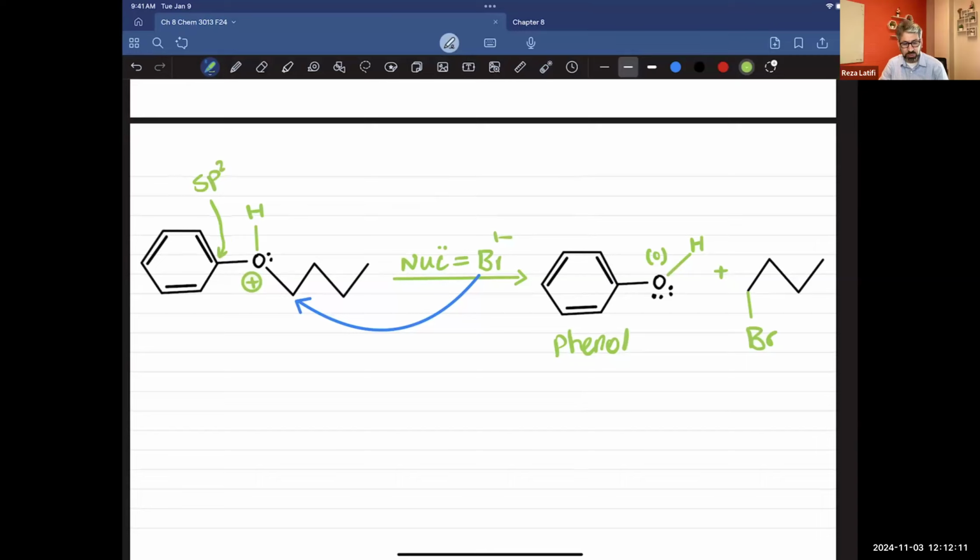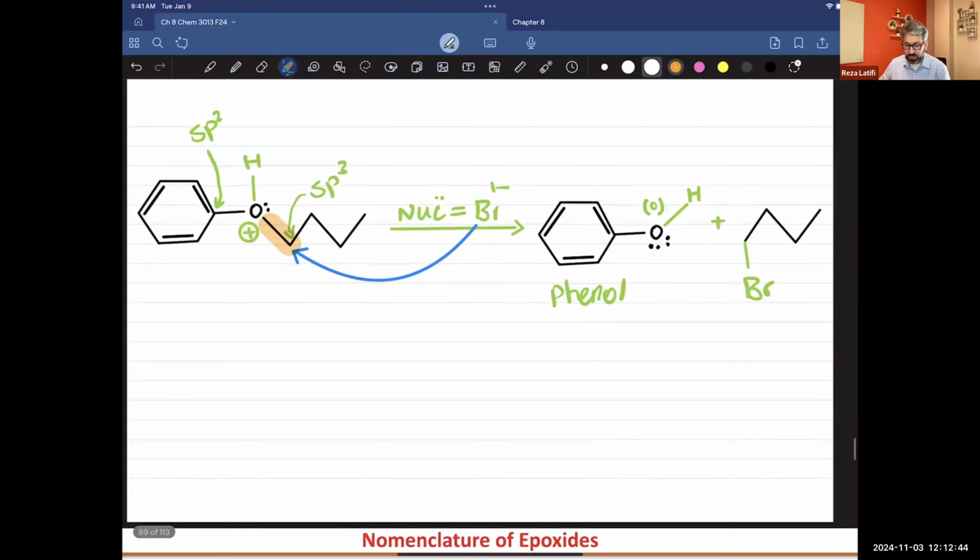That means the interaction between carbon and oxygen is going to be a really strong interaction, versus the carbon that we have here. This carbon has sp3 hybridization. That means the interaction between carbon and oxygen is weaker than with the sp2 carbon. So the weaker bond is the one I'm going to highlight. Breaking that bond is easier than breaking the oxygen-carbon bond with sp2 hybridization.